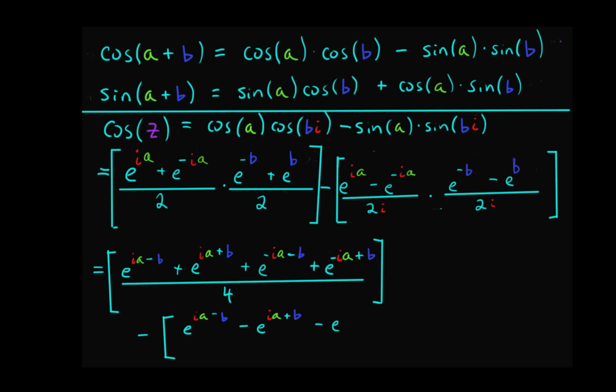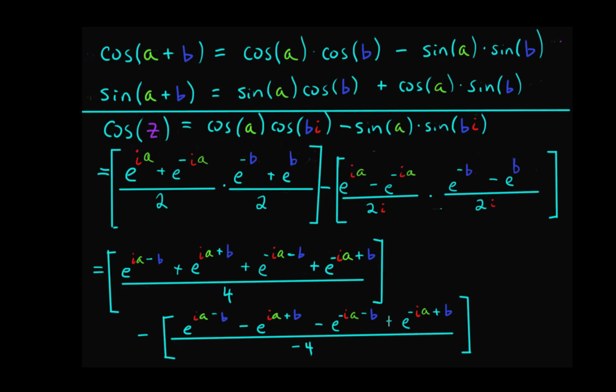Now let's do the last two terms. This would be minus e to the negative ia times e to the negative b, so it will be minus e to the negative ia minus b. And for the last term in this expression, I have two negative quantities being multiplied together, negative e to the negative ia times negative e to the b, so this will be plus e to the negative ia plus b. And in the denominator, I have 2i times 2i, so that will become negative 4.